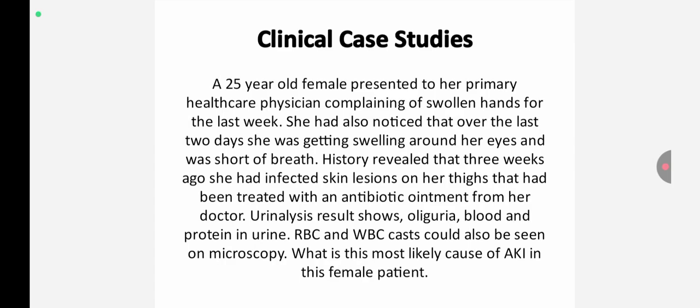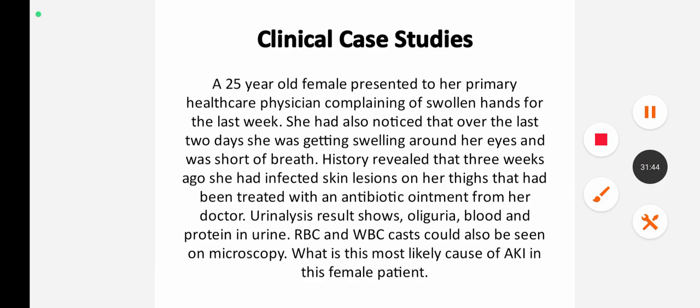Urinalysis result shows oliguria, which is reduced urine output, blood and protein in the urine. Blood, that's red blood cells or blood in general, then protein in the urine, proteinuria. Red blood cell and white blood cell casts could also be seen on microscopy. What is the most likely cause of AKI in this female patient?